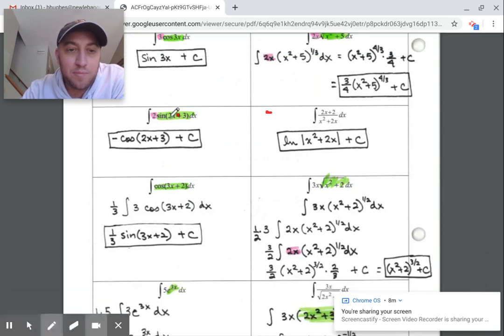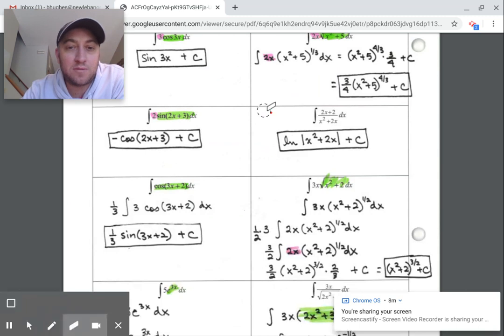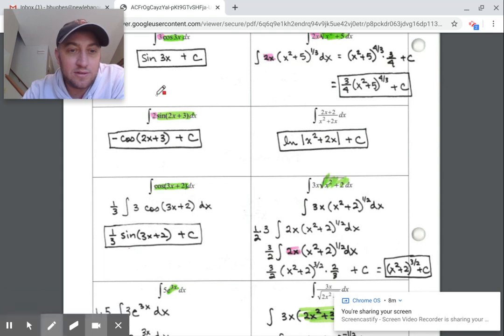So the sine part is really the main part of this function. So if I look at the inside of that, is the derivative of 2x plus 3 showing up in your integrand? The derivative of 2x plus 3 is just 2. Yes, it is. It's showing up. So the antiderivative of sine is negative cosine, and then the inside part stays the same.